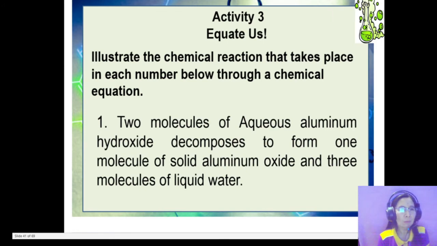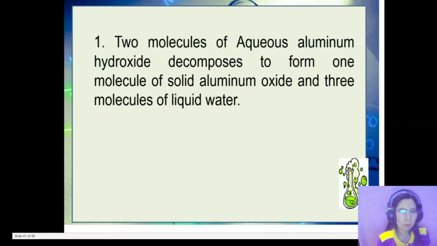May I request everyone to please try to read with me the given chemical reaction. 2 molecules of aqueous aluminum hydroxide decomposes to form 1 molecule of solid aluminum oxide and 3 molecules of liquid water. So, write it as a chemical equation. 2 seconds will be given to you to do it. Time is up. Let's check your answer.